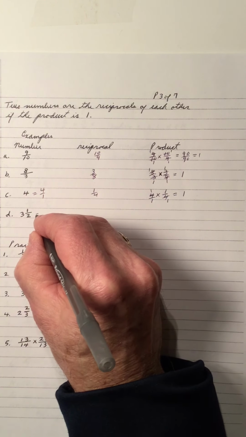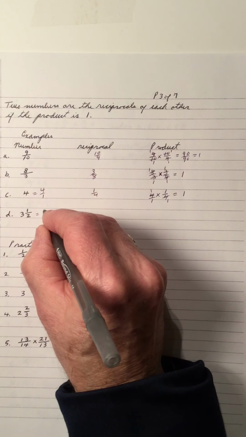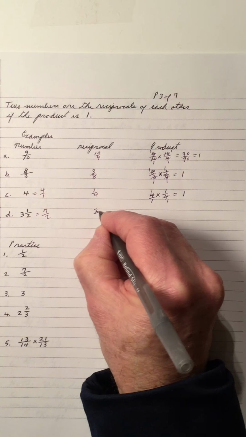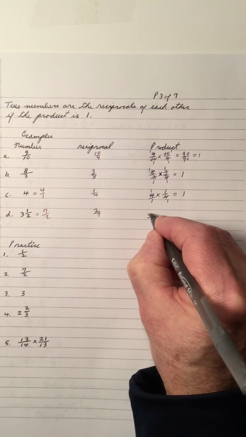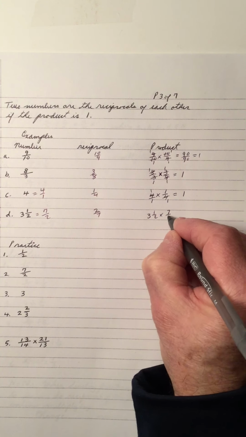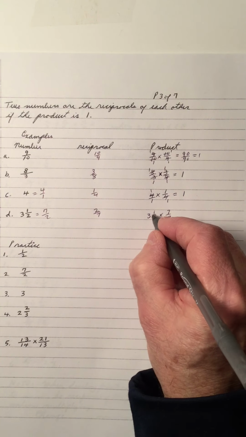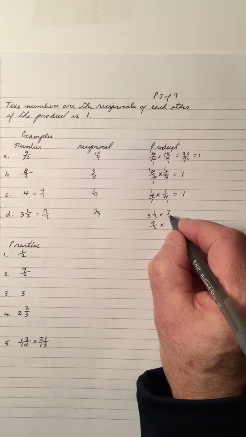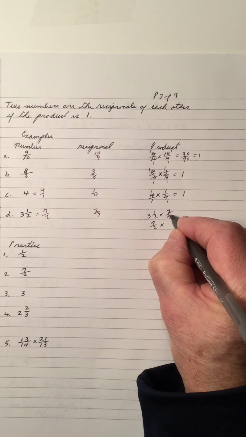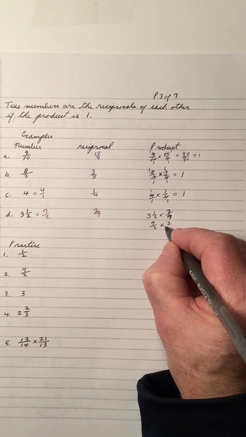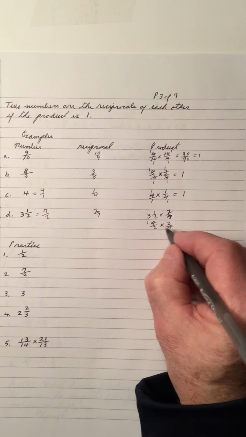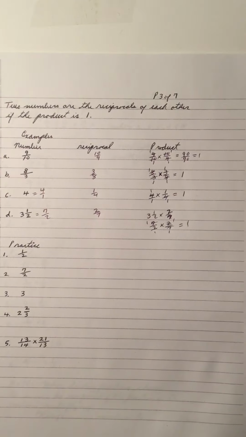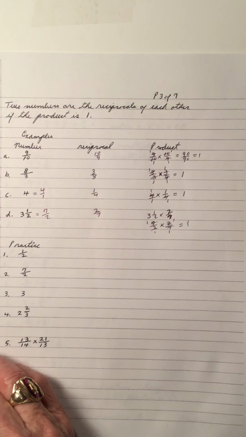3 1/2 is the same as 2 times 3 is 6 plus 1 is 7 over 2. And the reciprocal of 7 over 2 is 2 over 7. So if I multiply 3 1/2, which is 7 over 2, times 2 over 7, my mistake. 7 over 2 times 2 over 7. The 7's cancel, 1's. The 2's cancel, 1's. So I get a 1. So that's another way to tell if you had the reciprocal done. The product is 1.